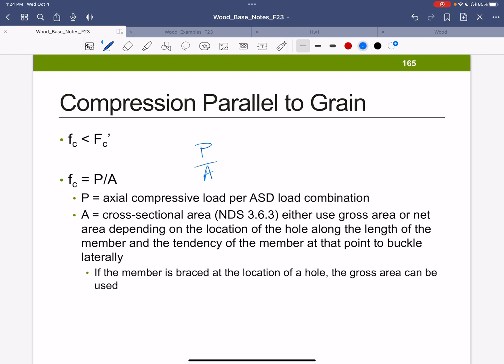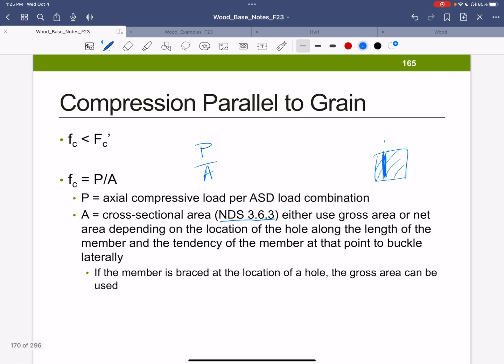If we look in the code in 3.6.3, either use the gross area or net area, depending on where the hole is along the length of the member, and the tendency that the member might buckle right at that point where you have a reduced cross section. At the end of this, or in a separate video, we'll have an example or two on this. If it's braced at the location of the hole, then we can just go ahead and use gross area, which is the full section. But if you've got holes running through, in this case, from here to here, I have to get rid of that area when I'm using the net area. But if it's braced at that location, we can still use the gross area.